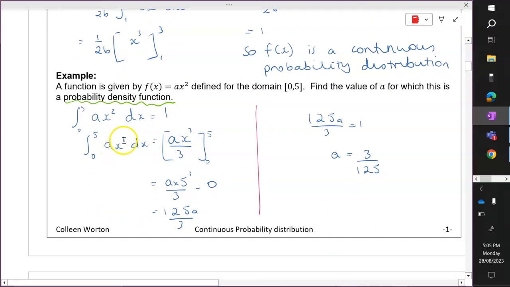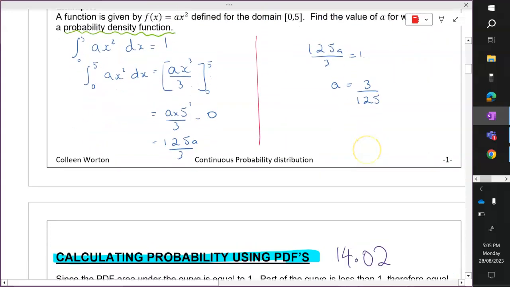If we add 1 to the index and divide by the index, we get ax³ on 3. Pop 5 in, take away what we get when we pop 0 in, and I end up with 125a over 3. That is equal to 1. And then I get a is 3 over 125. So that's how we deal with a question like that one.